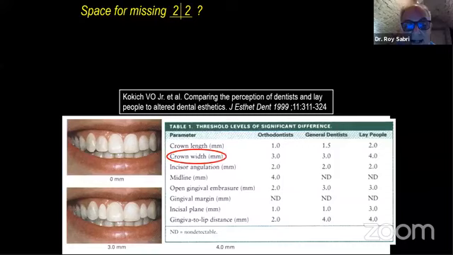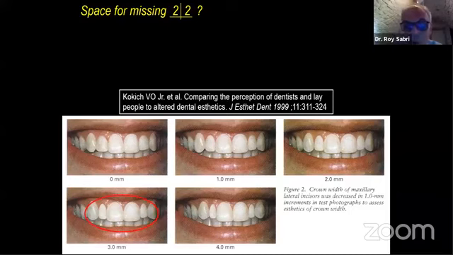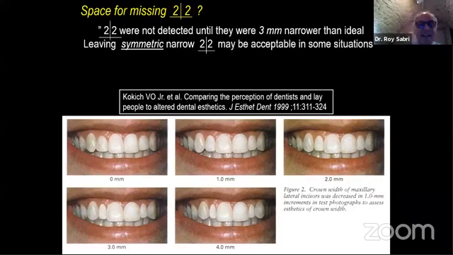And for the laterals, it's interesting because general dentists and orthodontists noticed or rated the laterals as unaesthetic when they are 3 millimeters smaller than their average size, which is almost half the size. Lay people, 4 millimeters. The conclusion of this study is laterals were not detected until they were 3 millimeters narrower than ideal, which means that leaving symmetrical narrow laterals may be acceptable.